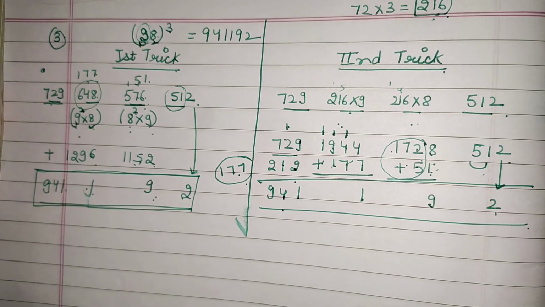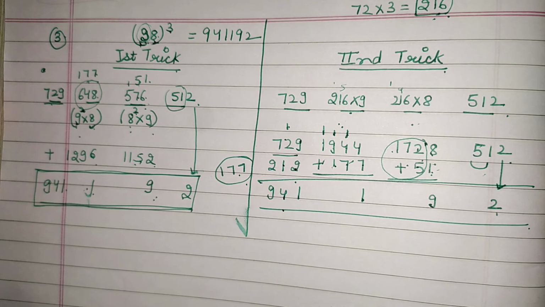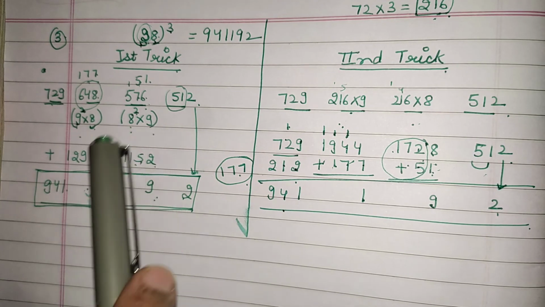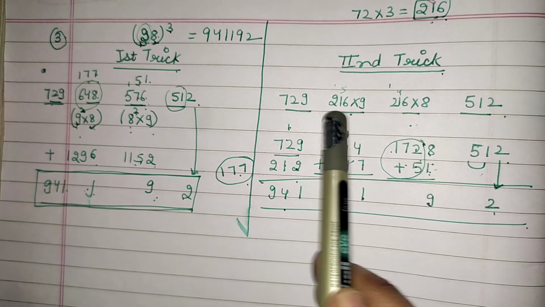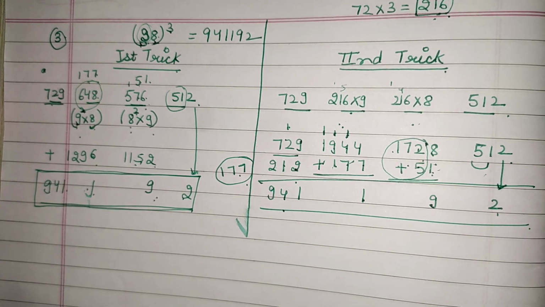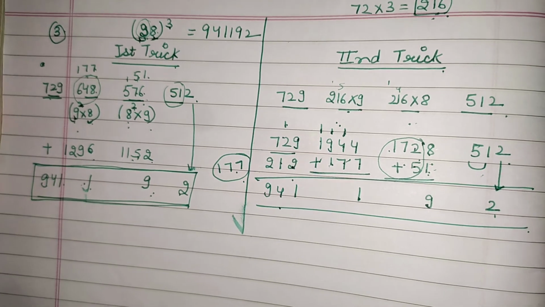That's why I was saying that the second trick is a simplified version of the first trick, because you can see that in the first trick we have to do a lot of multiplication, but in the second trick the multiplication was a little bit simpler as compared to the first trick.